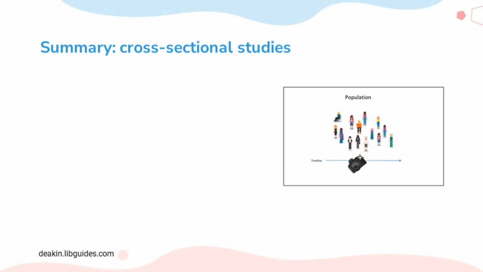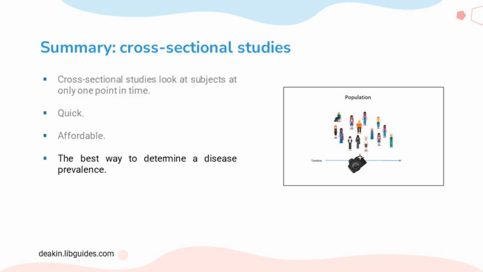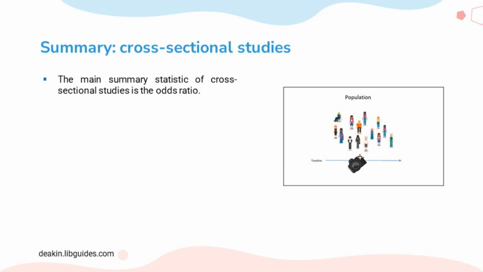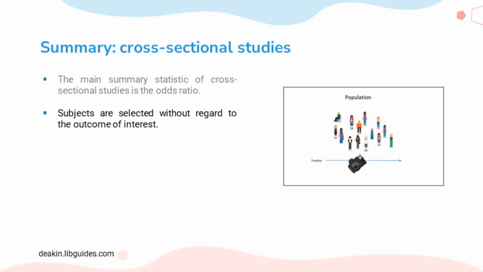Let's now go over the key points and summarize each of the studies reviewed. Cross-sectional studies examine each subject at only one point in time. They're quick and affordable. This is the best way to determine the prevalence of commonly occurring diseases, but they are inaccurate when studying the rare ones. The main summary statistic of cross-sectional studies is the odds ratio. Subjects are selected without regard to the outcome of interest. Cross-sectional studies gather weaker evidence of causality than cohort studies.